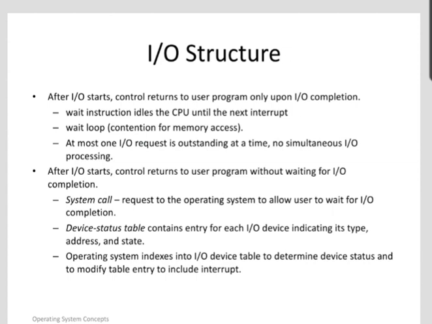After input output starts, the control returns to the user program without waiting for input output completion. The system call is a request to the operating system to allow the user to wait for input output completion. The device status table contains an entry for each input output device indicating its type, address and state. The operating system indexes into the input output device table to determine the device status and to modify the table entry to include the interrupt.